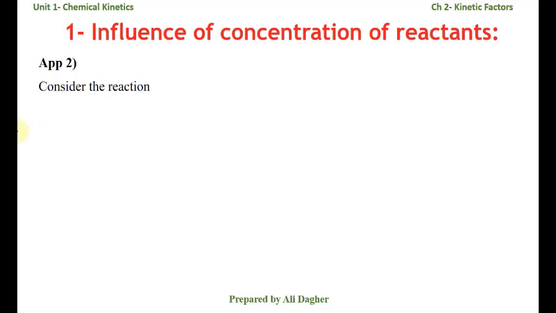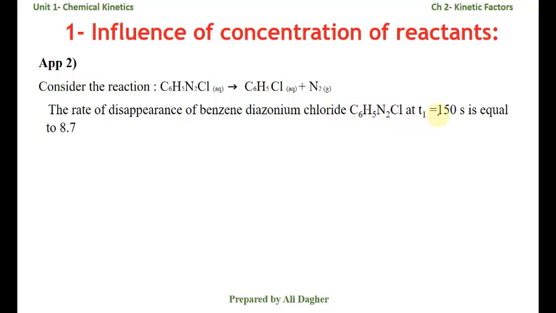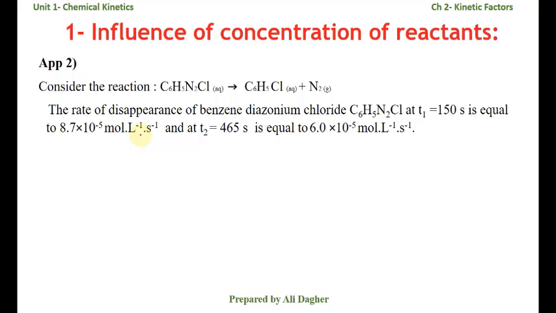Application 2. Consider the reaction C6H5N2Cl gives C6H5Cl plus N2. This is a decomposition or dissociation reaction. The rate of disappearance of benzene diazonium chloride C6H5N2Cl at t1 equal 150 seconds is equal to 8.7 times 10 to the power minus 5 mole per liter per second, and at t2 equal 465 seconds, and time increases, is equal to 6 times 10 to the power minus 5 mole per liter per second.